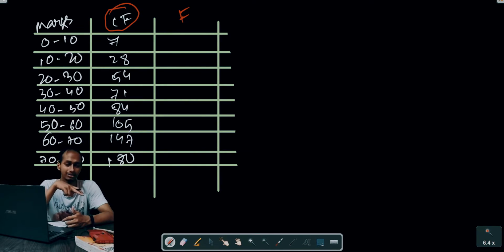But here, as they have asked to find the median, we need not deal with the frequency, we need the cumulative frequency only. But if you want to know how this cumulative frequency came and how the frequency should look, we can just go this way.